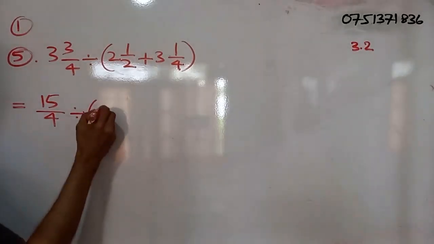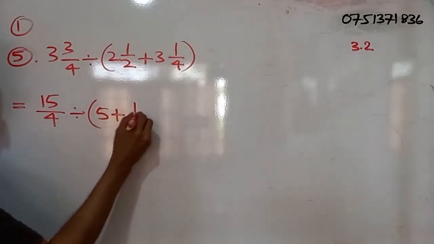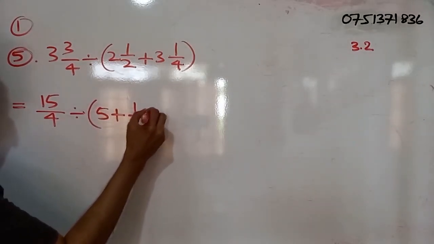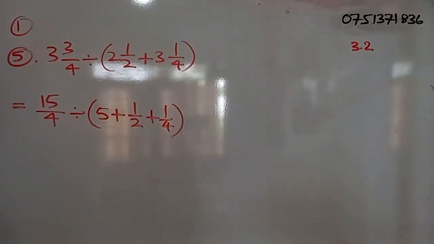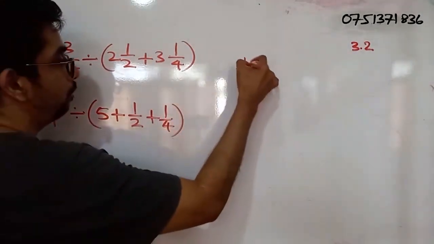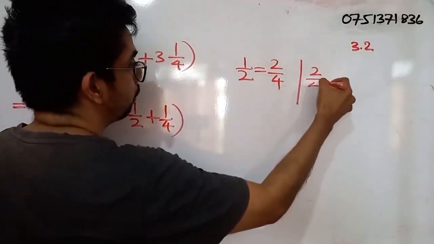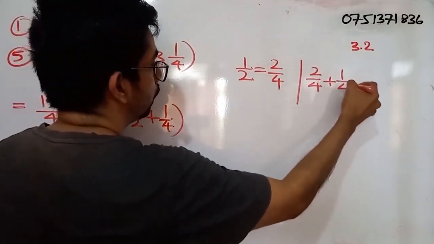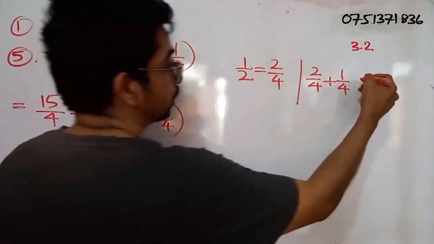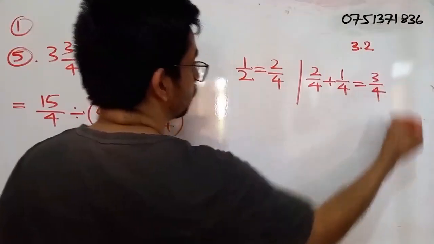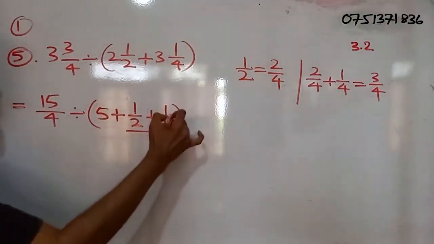Whole numbers. So 2 plus 3, that becomes a 5. Plus 1 by 2 or 1 half and 1 by 4. So we know half is equal to 2 by 4. And if we add a quarter to 2 quarters, we get what? 3 quarters. So here we can simplify this as what?